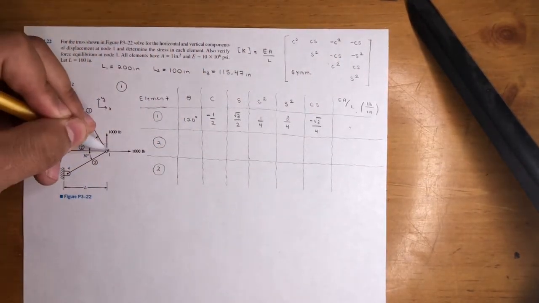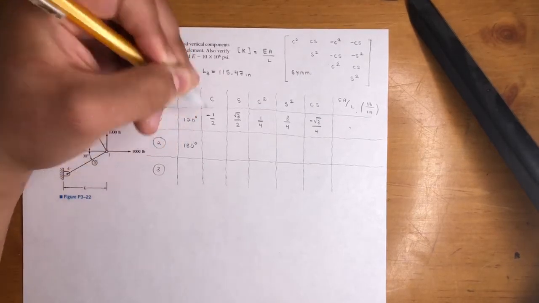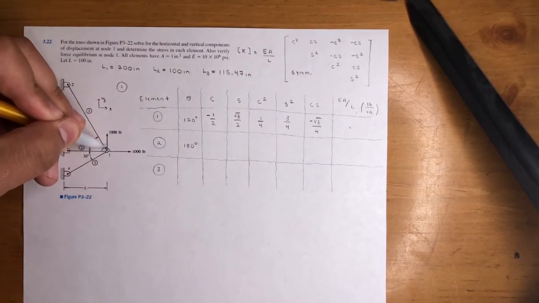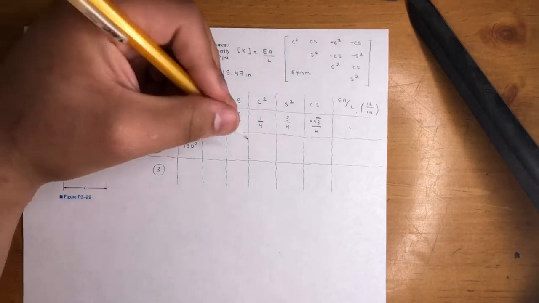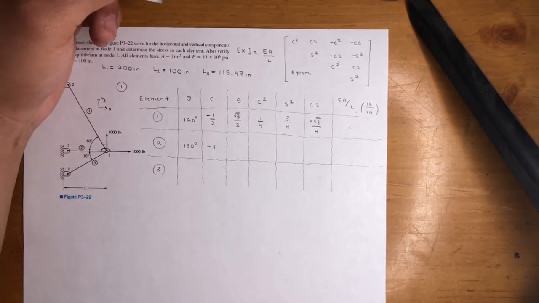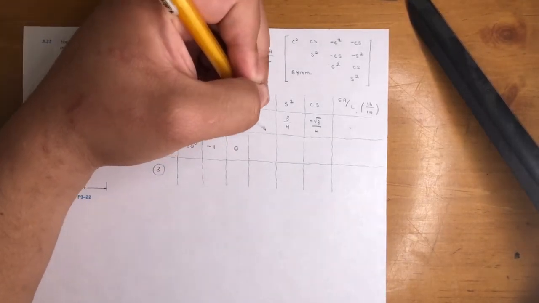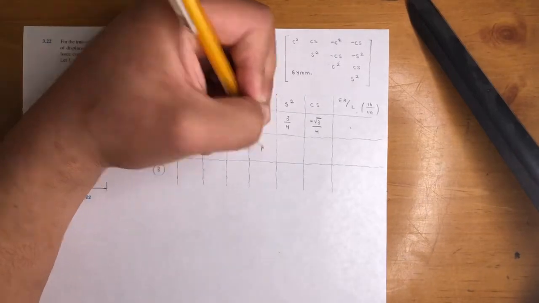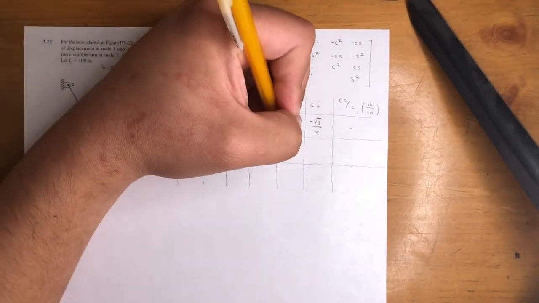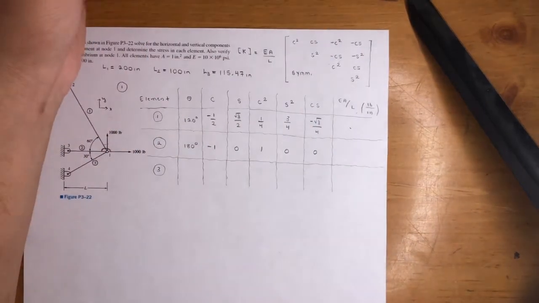For the second beam, it's at a perfect 180 degrees from the positive x-axis again, so it's this right here. For cosine you get negative 1, and for sine you get 0. Cosine squared is 1, sine squared is 0, and cosine times sine is 0.